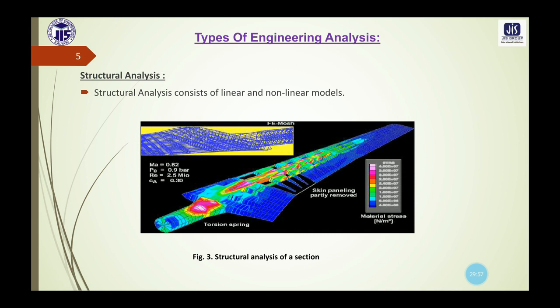So there are actually different types of engineering analysis. First, we can say the structural analysis of a section. The structural analysis consists of linear and non-linear models. These linear models use some simple parameters, and they assume that the material is not plastically deformed. Non-linear models consist of stressing the material past its elastic capabilities, and the stresses in the material then vary with the amount of deformation. So this is the concept of the structural analysis part in the engineering analysis.